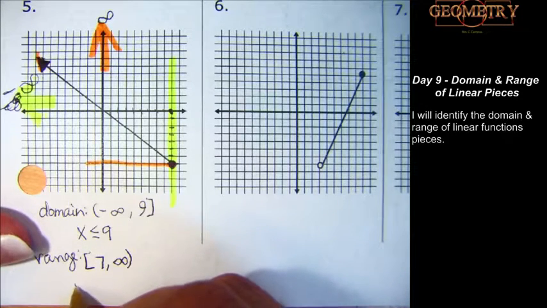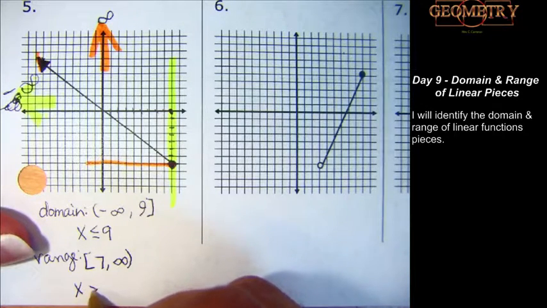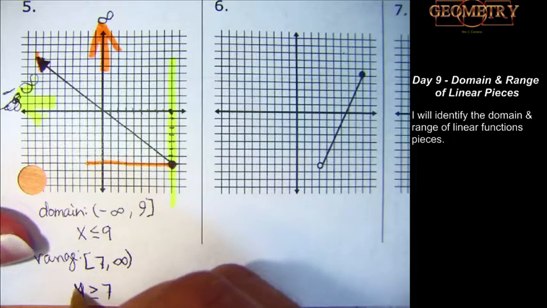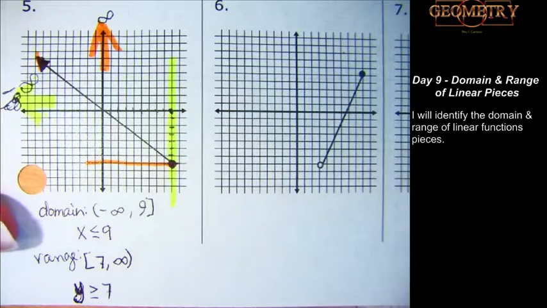Writing it in inequality notation, it would look something like this. I'll write it with the correct variable because we're dealing with range, so my variable should be a y and not an x, because x we're reserving for domain, not range. Questions?